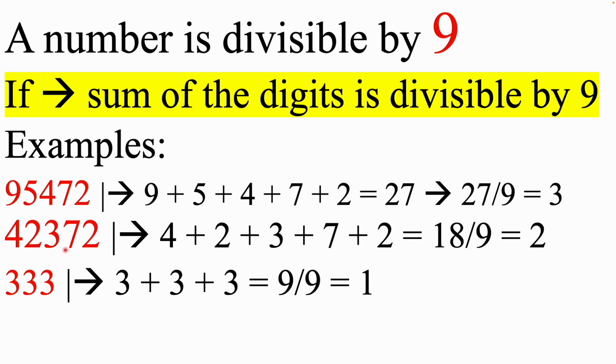And then we do this one. When you add them up, you get 18. 18 divided by 9 is 2, a nice whole number. So that makes this number divisible by 9. And same for this one, 333. You add them up, you get 9. You can divide 9 by 9, you get 1. So this number is divisible by 9.